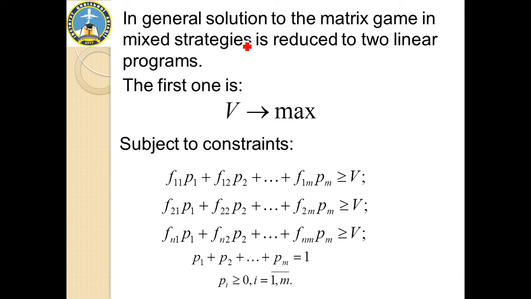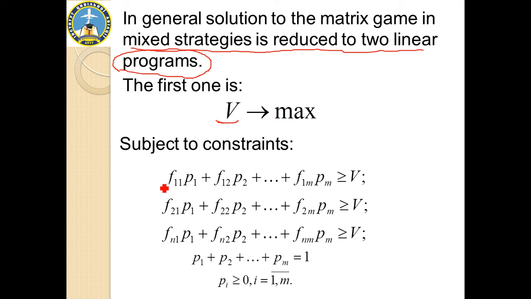In the general case, the solution to the matrix game in mixed strategies can be reduced to two linear programs. And the linear programs can be solved using the Excel spreadsheet standard tool, which we're already familiar with. So the first linear program is to maximize the price of the game. One player is to maximize his price of the game, subject to constraints.